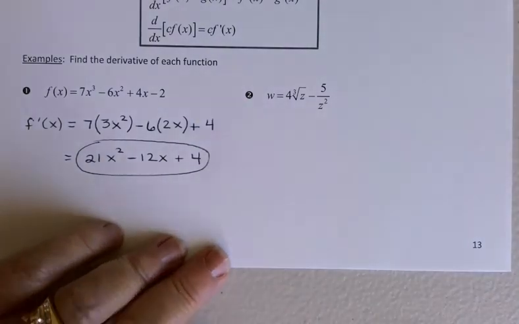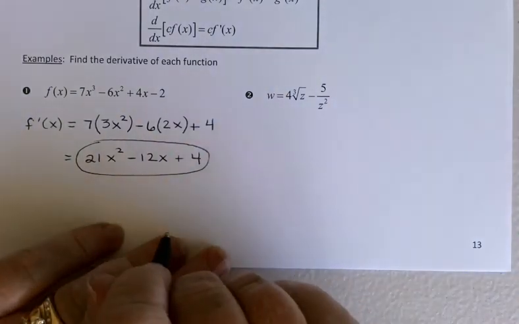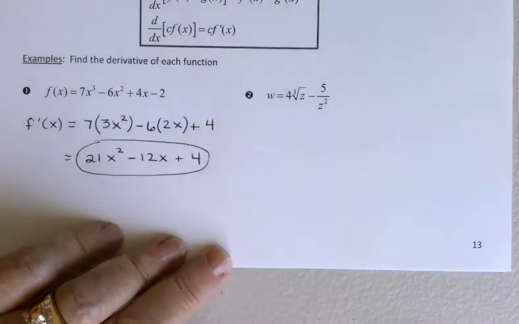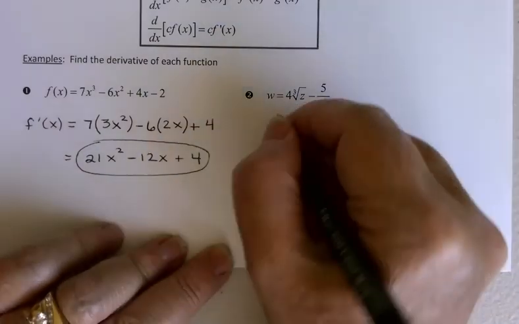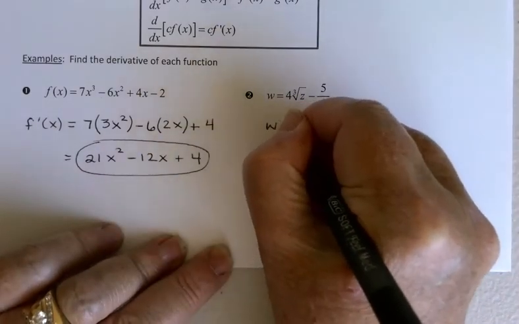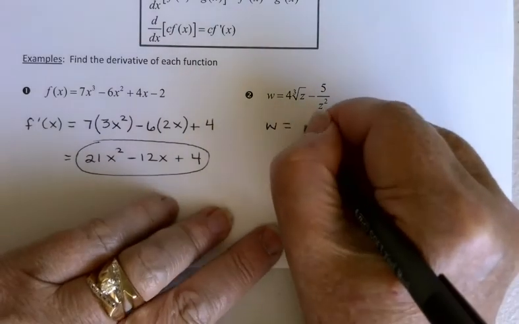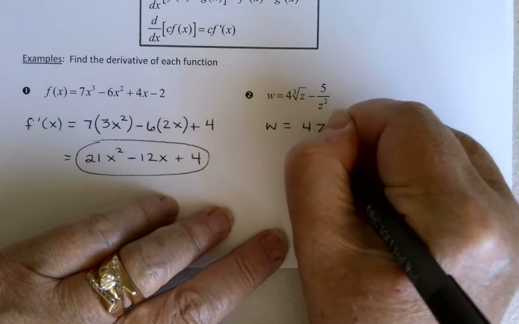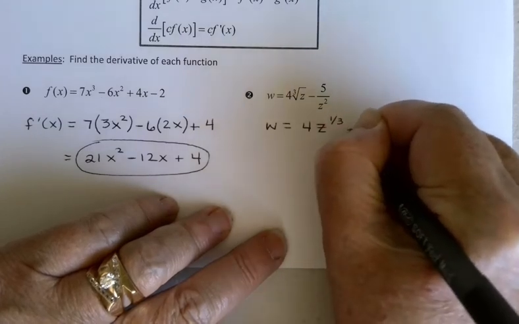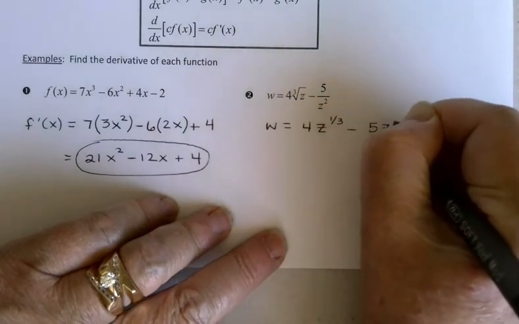Number 2, before I actually start taking a derivative here, I'm going to rewrite these so they look like powers of z. So careful with notation here. This is still w. I'm not doing a derivative yet. I'm just rewriting this as 4z to the 1/3, subtract 5z to the negative 2.